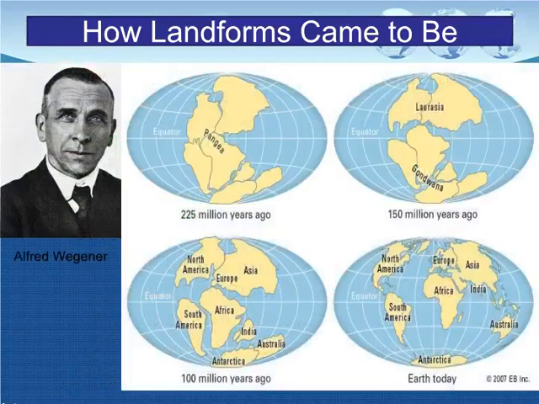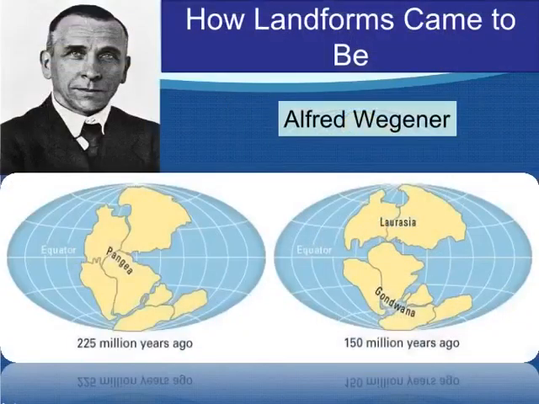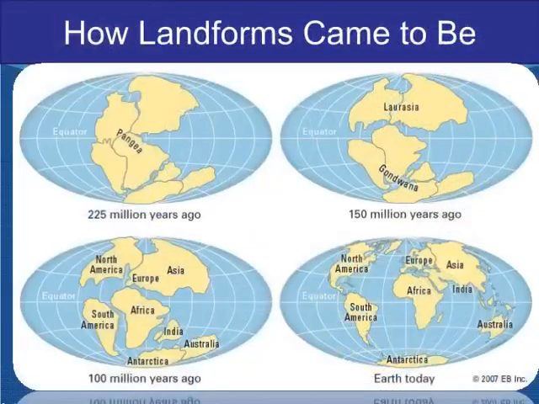This is how it started. 225 million years ago, there was one single continent, Pangaea. Then Pangaea divided into 2 parts, Laurasia and Gondwana, 150 million years ago. After 100 million years ago it divided into 7. This is how it looks now.